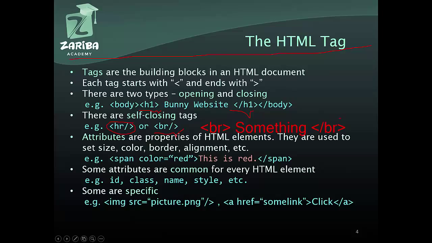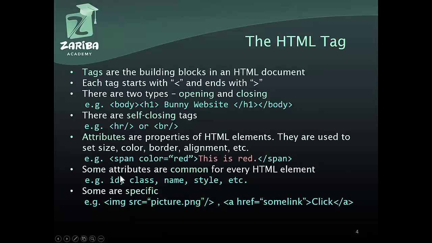Because it's just a single line, there is nothing to put inside this tag that would make sense. Okay, we also have attributes, which are properties of the HTML elements or the HTML tags. They're used to set size, color, border, alignment, and so on. Like here, span color red.